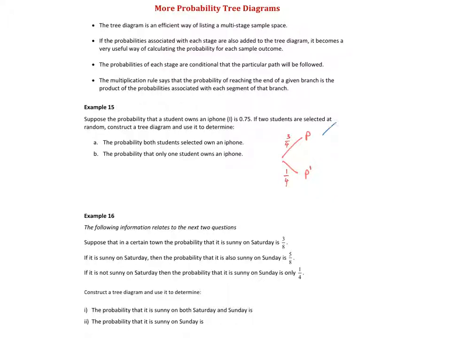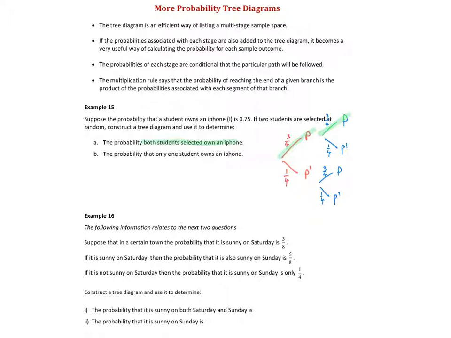The second student, okay, has an iPhone or they don't. And again, 3/4 or a quarter. Second student owns an iPhone or they don't. 3/4, a quarter. All right. So if you follow the branch, obviously, that top branch, both students, is the answer to question A, isn't it? So if both students own an iPhone, we're looking for that branch there, a PP. So we can just even just write that.